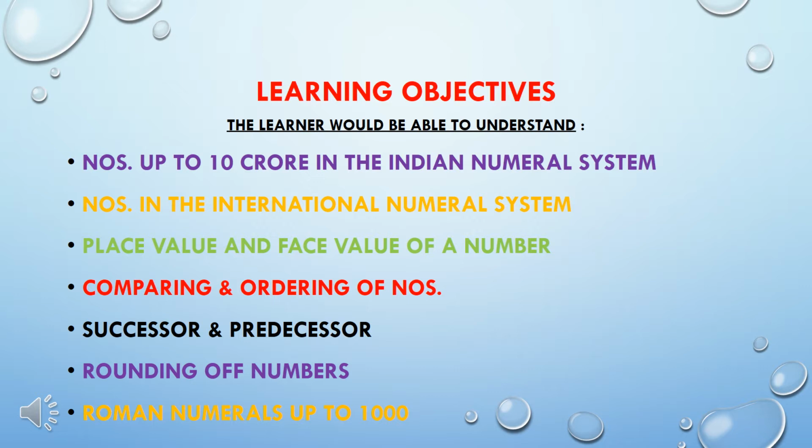We would understand the place value, face value, and also the place of a number. We would be able to compare and have ordering of numbers. We would learn successor and predecessor. We would also understand how to round off numbers. And last but not the least, we would know the Roman numerals up to 1000.